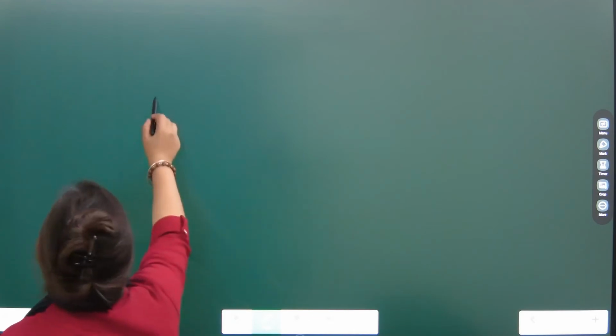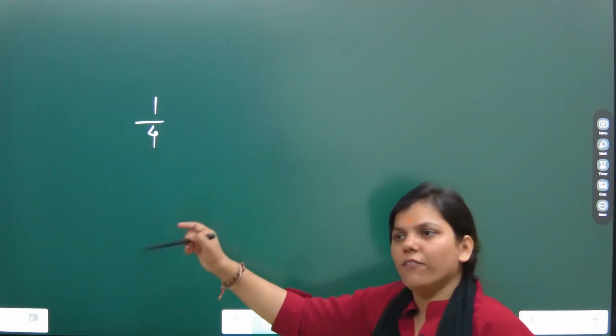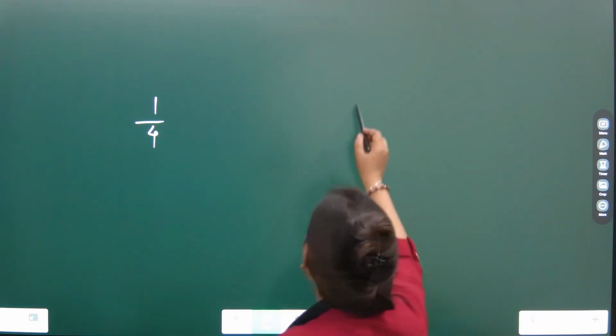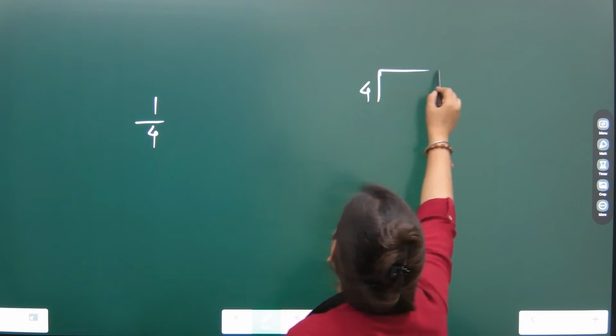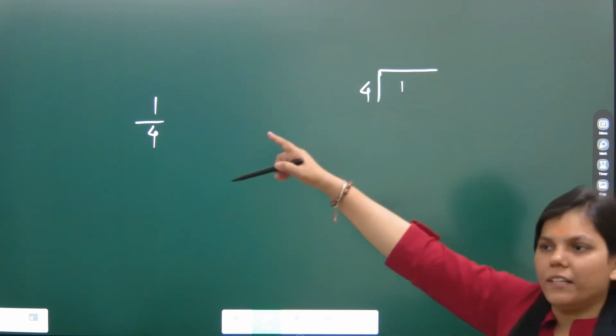Okay. Now, decimal. What do you mean by the term decimal? So decimal is the representation of a whole number. Okay. Let us say for example 1/4. This is a fraction. Now I have to represent this fraction in the form of decimal. So what will I do? I will divide 4 outside, 1 inside. The numerator is always the divisor.